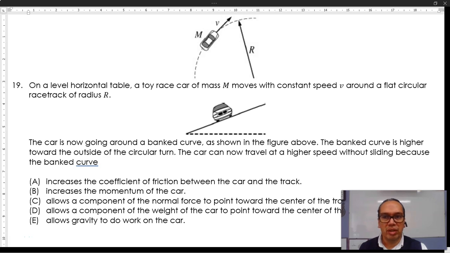19. On a level horizontal table, a toy race car of mass m moves with constant speed v around a flat circular racetrack of radius r. The car is now going around a banked curve, as shown in the figure above. The banked curve is higher toward the outside of the circular turn.